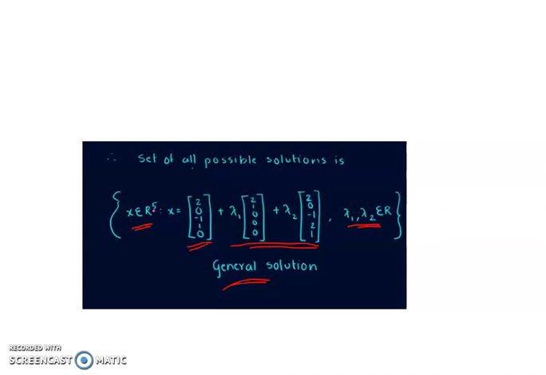Here R5 means the number of variables used in this system of linear equations. Here we have made use of 5 variables, starting from x1 to x5. So that's why here it is given as R5. Okay, so this is the general solution.